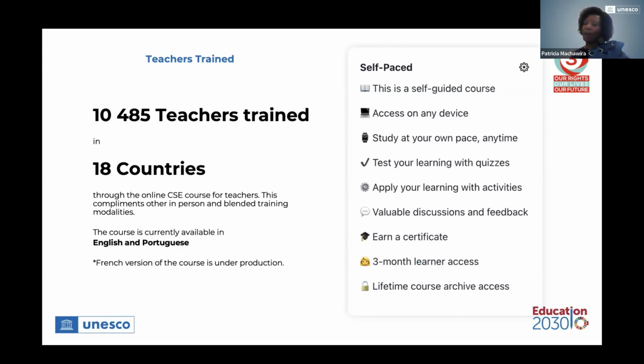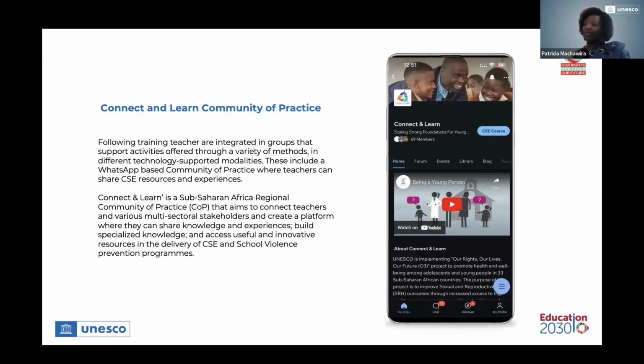So the teachers who have been trained are automatically integrated into a community of practice to allow them to remain connected. This community of practice is also a platform to allow teachers to share knowledge and experiences. Because what we realized is, after going through this online course, or even any teacher training, that's not enough for a teacher. You need to be constantly connected so that you have a forum where you can ask questions, where you can find out how other teachers are dealing, for example, with sensitive topics.